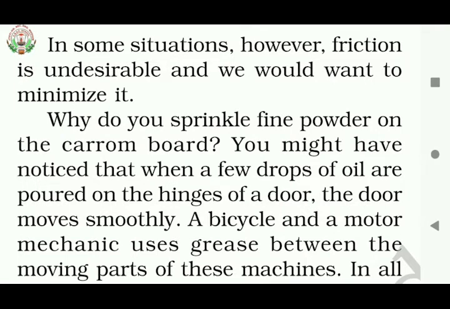In some other situations, however, friction is undesirable and we would want to minimize it. Friction can be minimized by using lubricants like oil and grease and by using ball bearings between machine parts. Do you know what is a lubricant? A lubricant is a substance that is introduced between two surfaces in contact to reduce friction.